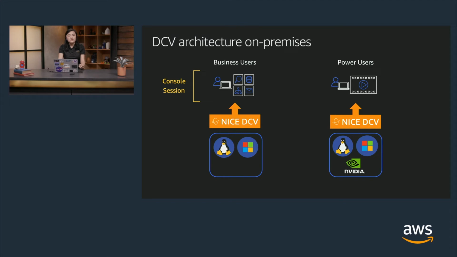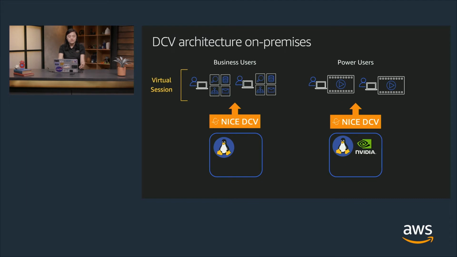The DCV architecture for on-premises machines is very similar, except instead of using an EC2 instance as a server, you can use existing servers from your data center. Again, DCV works with both Linux and Windows operating systems. And if you have GPU machines on-prem, DCV can take advantage of them too. Just like in AWS, virtual sessions is also available for on-prem use cases.